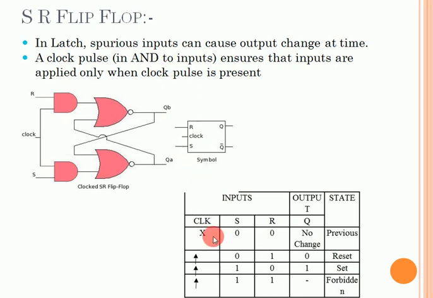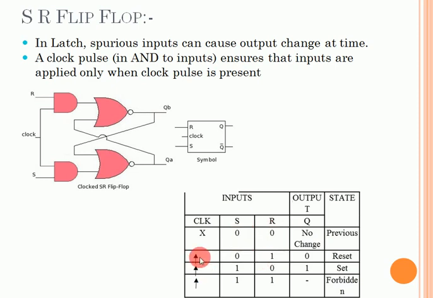These two outputs are complementary to each other. So the truth table says that if S is equal to 0, R is equal to 0, then no matter whether we provide the clock pulse or not, this will not affect the output. That means the input is 0 0. In that case the output will remain the same, and if the flip-flop was set in the previous state, it will remain set in this state, and if it was reset, it will remain reset in this state.